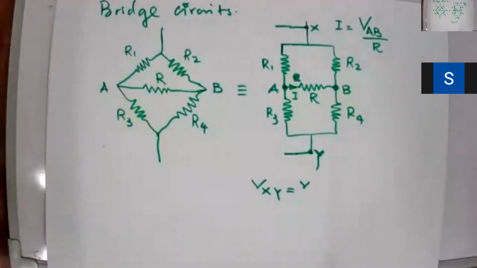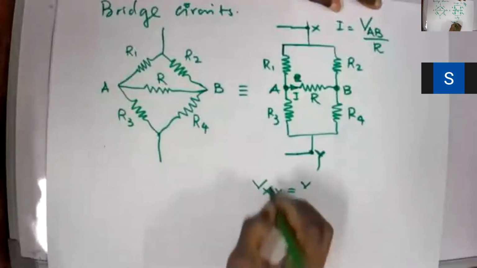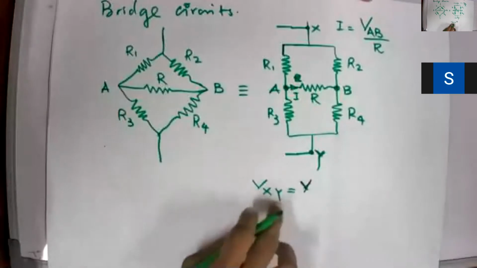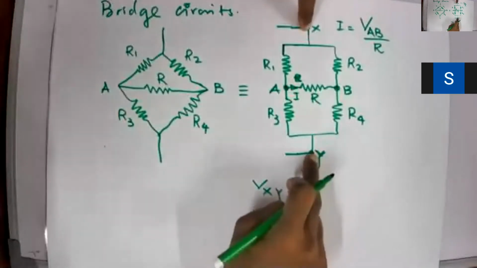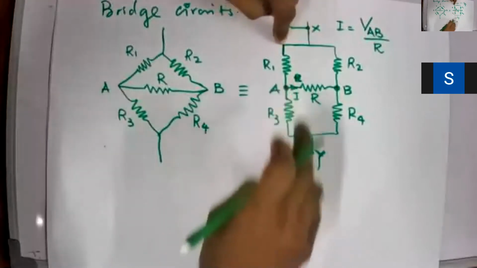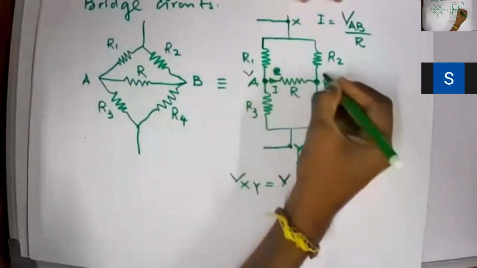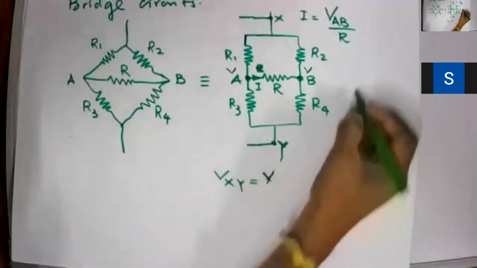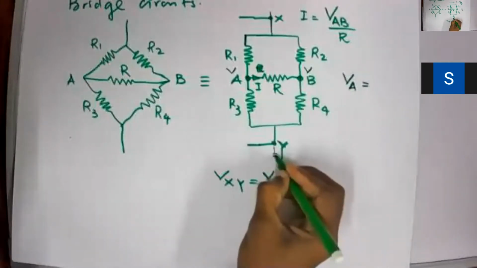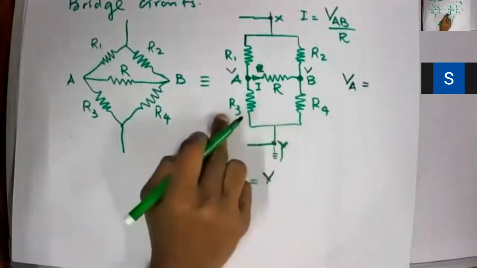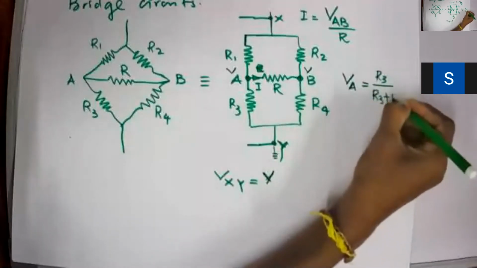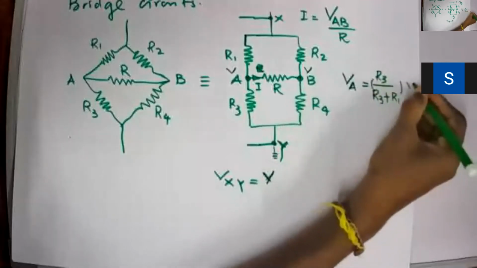Now, let's assume Vxy is V. I'll just make it V, not Vxy. It will be easy. So the voltage across these two points is V. So what will be my VA and VB? I can write VA equals, if I assume this as ground, then VA will be R3 by R3 plus R1 times V.